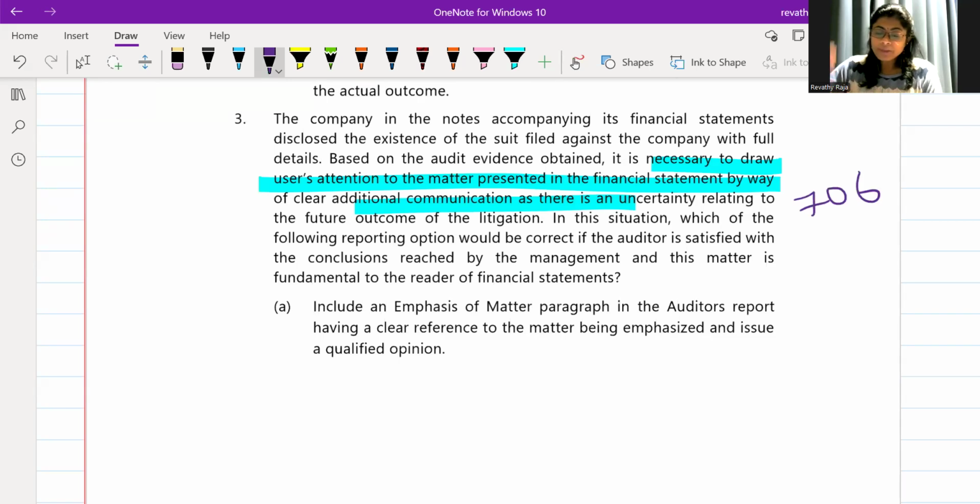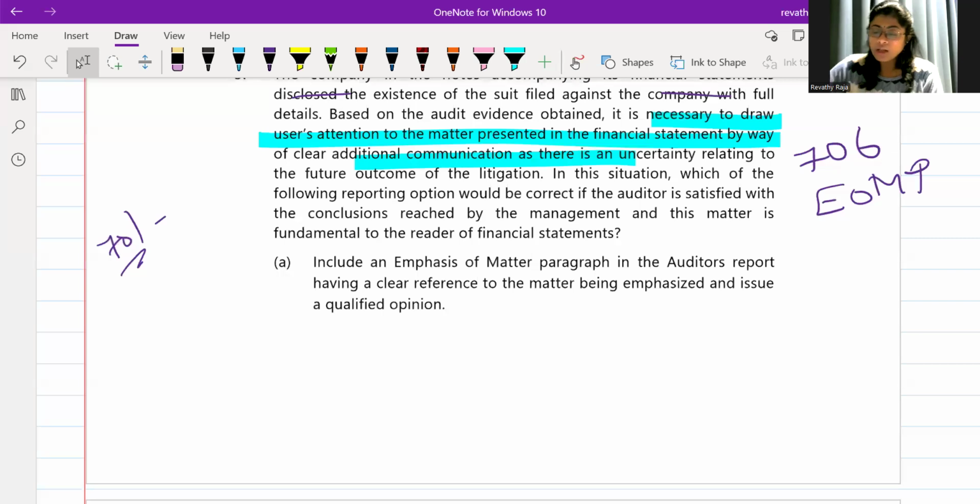EOMP or OMP? Litigation is disclosed in financials, it seems. So it is EOMP. CAM is SA 701. Sorry, 701 is CAM, which is something important to the auditor, like risky matter, which auditor feels in his judgment you have to set. Here it is already presented or disclosed. So it can be EOMP. Okay.